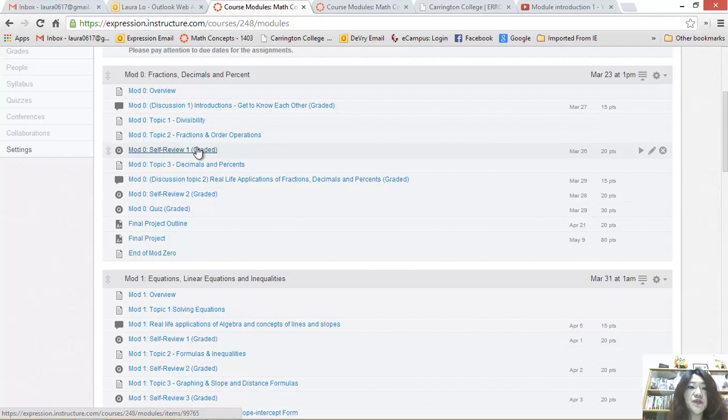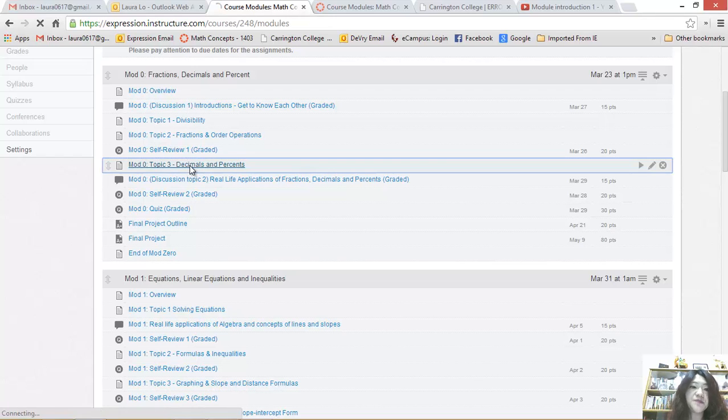Each self-review helps you evaluate how much you learned and how well you learned from the topic page. So here I want to show you topic 3, decimals and percentages, as an example of how you should work on the topic page.